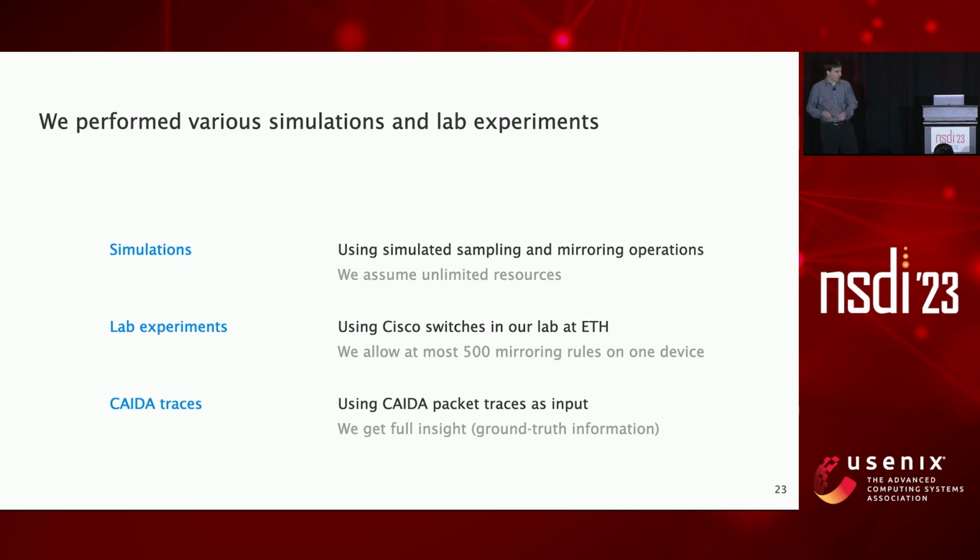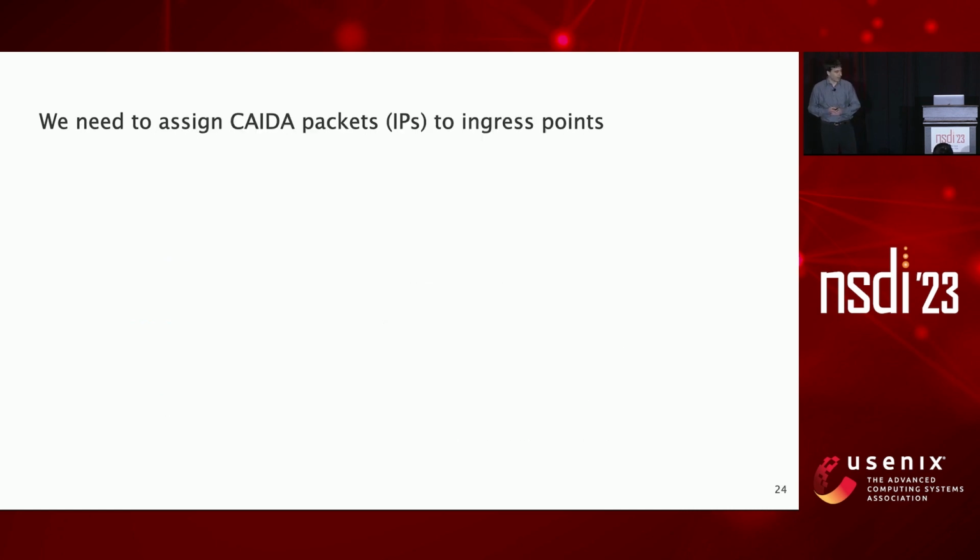So we used KIDA traces, for which we have a full insight. However, there's one problem here. Now that we have one or multiple KIDA traces, we somehow have to assign the different packets and IPs we observed there to ingress or egress points in our network.